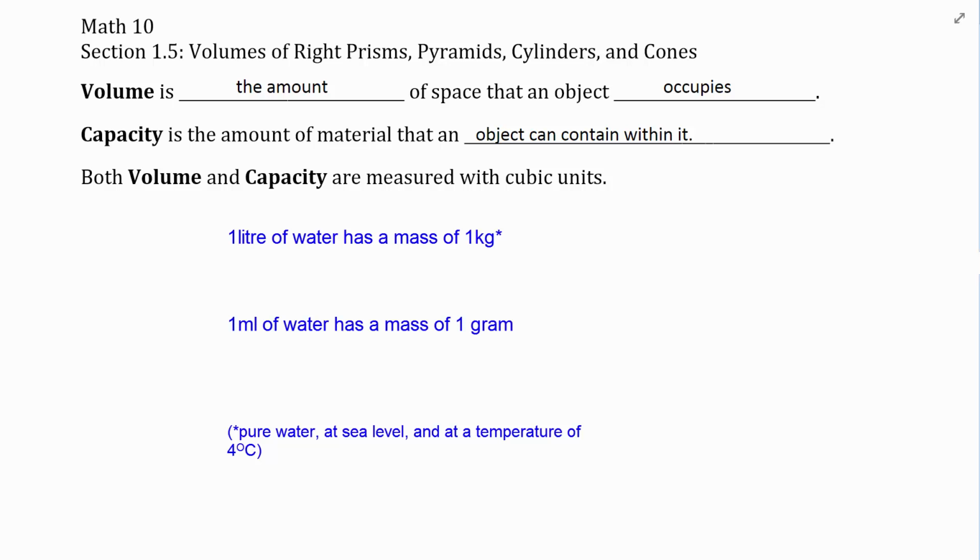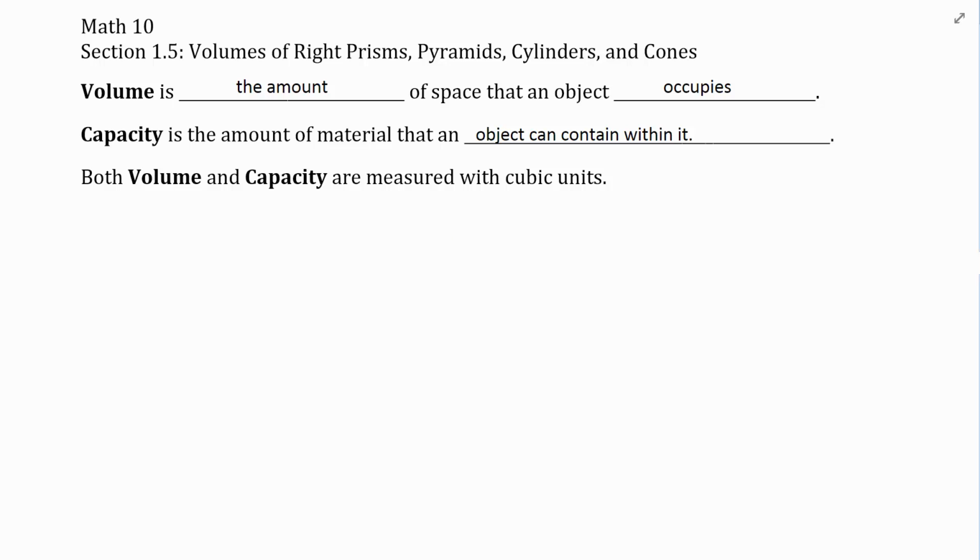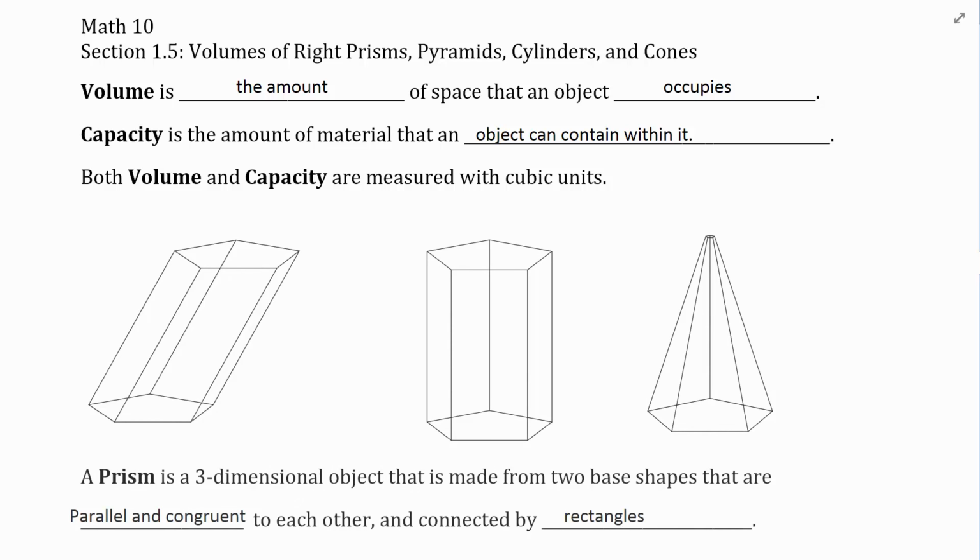So, the next thing to get onto here, a prism. A mathematical prism is a 3-dimensional object with 2 base shapes. They could be top and bottom or left and right. That doesn't matter. The key is that the base shapes are congruent to each other and are parallel to each other, and they're connected with quadrilaterals or rectangles when it's a right prism.